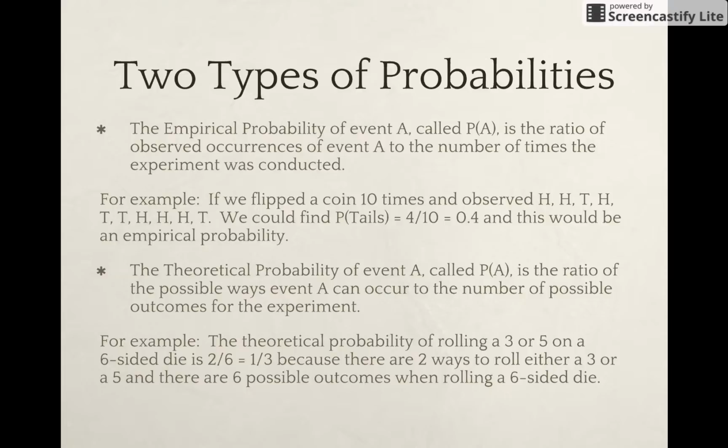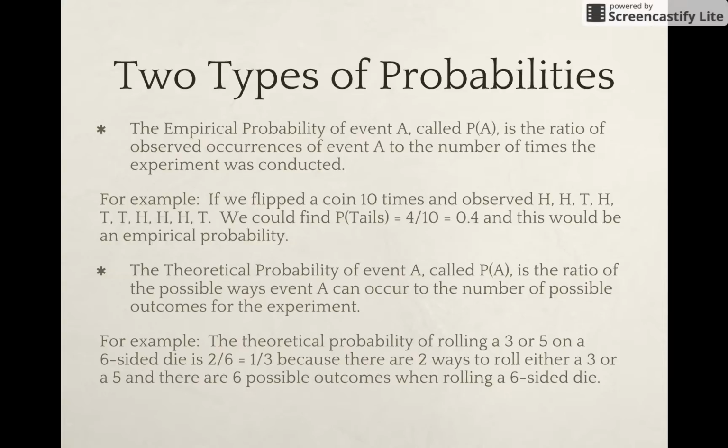to the number of times the experiment was conducted. Take, for example, if we flip a coin 10 times and we observe heads, heads, tails, heads, tails, tails, heads, heads, heads, tails, we could find the probability of flipping tails by counting how many tails we flipped out of our 10 flips. It looks like we flipped 4 tails, and we flipped the coin 10 times. So that is 4 out of the 10, or 0.4, if you write the probability as a decimal. And that would be the empirical or observed probability of flipping tails.